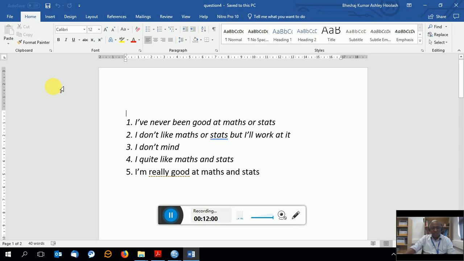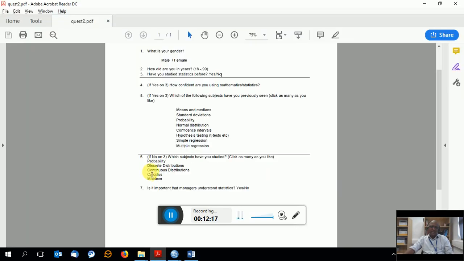Please think about this. So the options that we would have had would be: I've never been good at maths or stats. Second, I don't like maths or stats, but I'll work at it. Third, I don't mind. Fourth, I quite like maths and stats. And fifth, I'm really good at maths and stats. So this is for question number 4.